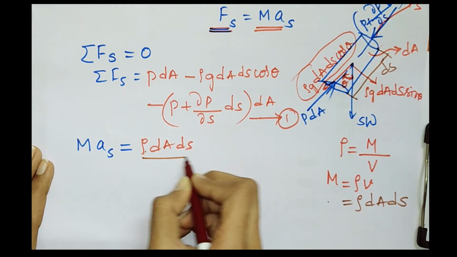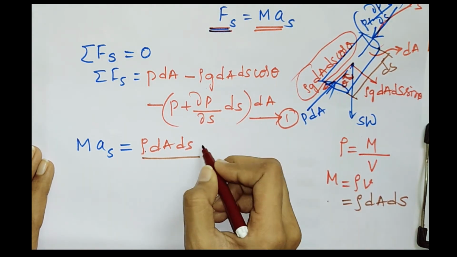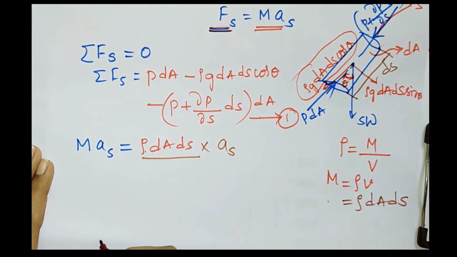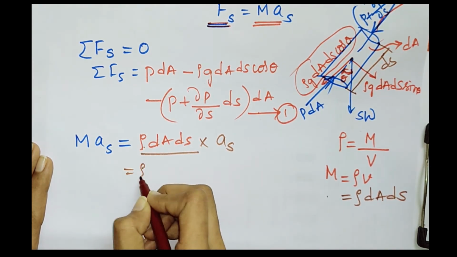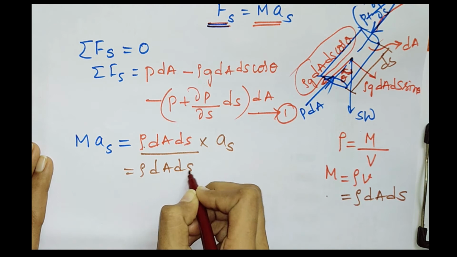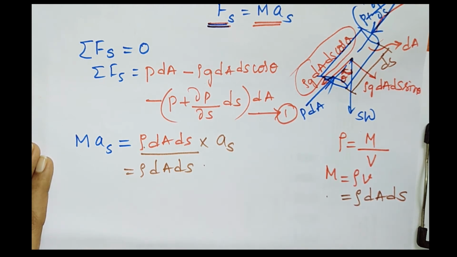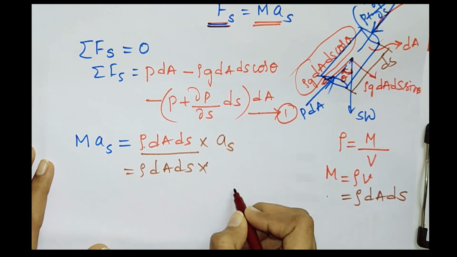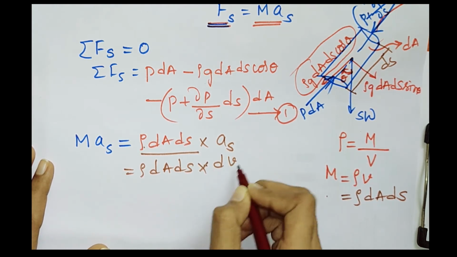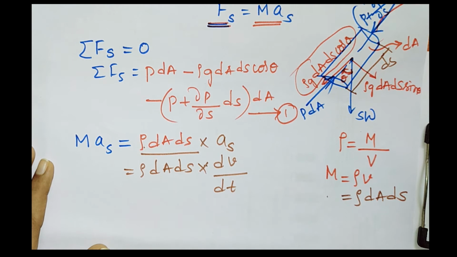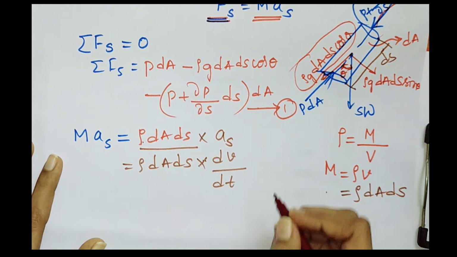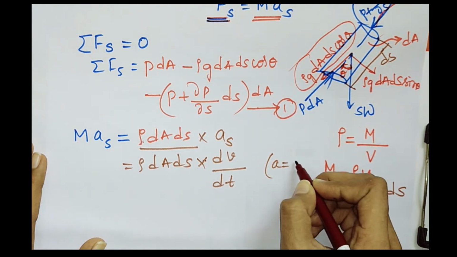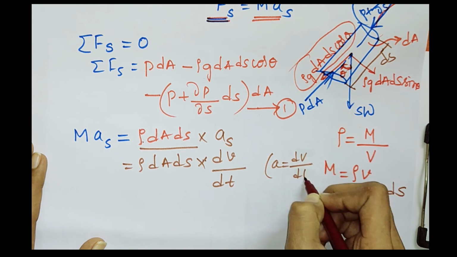So that's why it is rho into dA into ds into aS. So what is this aS? That is the acceleration along the s direction. So we know what acceleration is: the rate of change of velocity with respect to time, that is dv by dt.